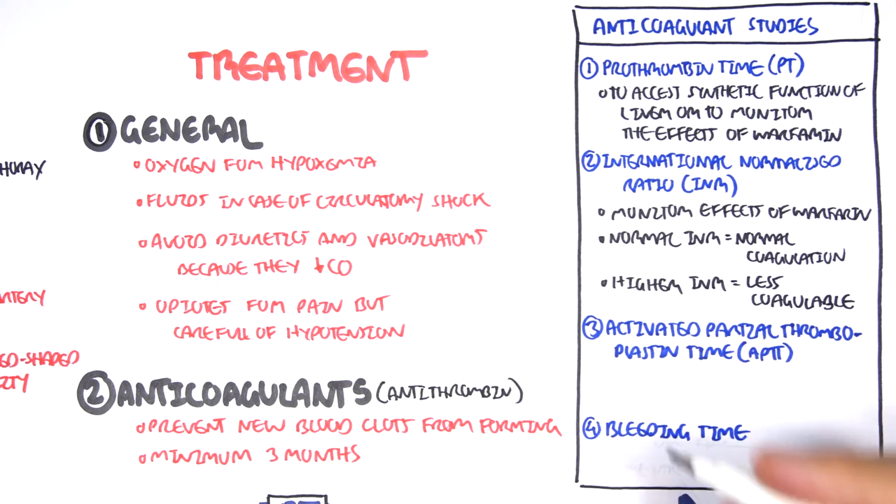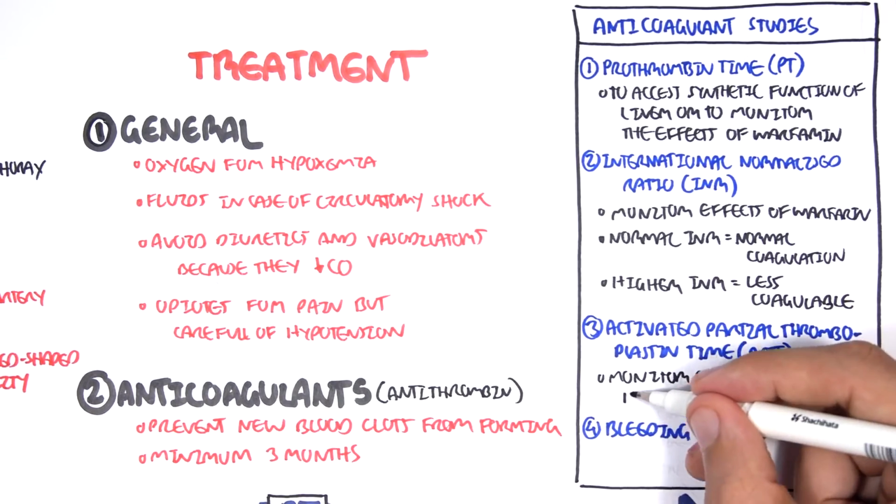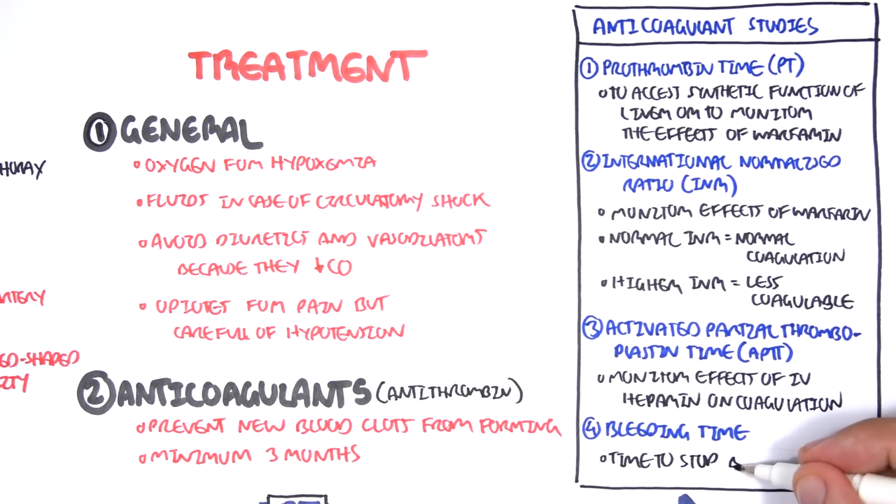The third anticoagulant study is the activated partial thromboplastin time, and this is to essentially monitor the effects of IV heparin on coagulation. Number 4 is your bleeding time, which is the time it takes to stop bleeding, which is, I think, below 10 minutes is normal, or 9 minutes.